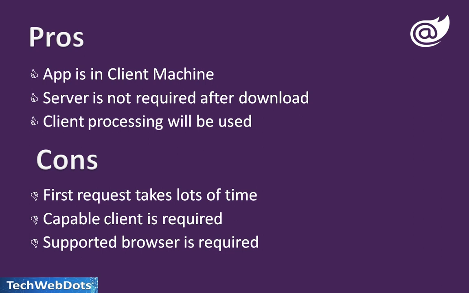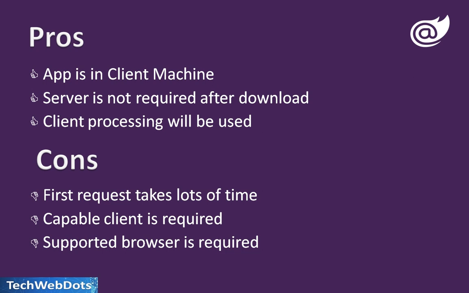And client processing will be used, meaning when the whole application is downloaded on the client browser, the processing happens on the client side. It means the software and hardware capabilities also play a very important role when the client is using the Blazor WebAssembly hosting model and running that application.